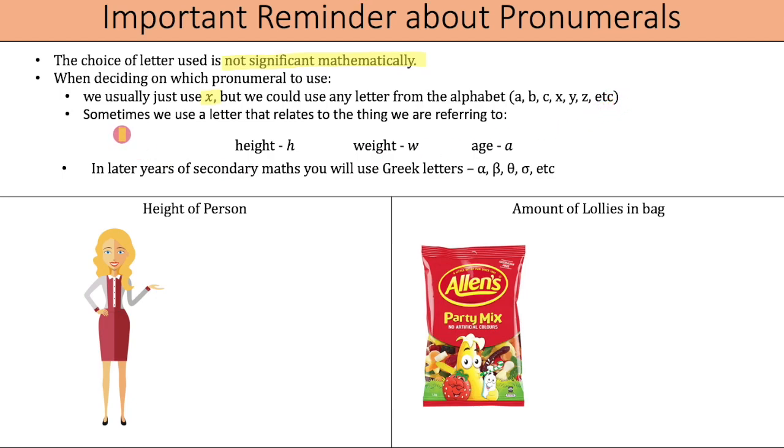Sometimes when we're deciding on which pronumeral to use, we like to use a letter that relates to the thing we're referring to. So for instance, if I was describing someone's height, I might say that they are H centimeters tall, or for their weight, I might say that they weigh W kilograms, or I might refer to someone's age with the letter A. But it's important that you realize that mathematically, there's nothing important about any of these letters. We could use any of them to describe anything that we wanted to.